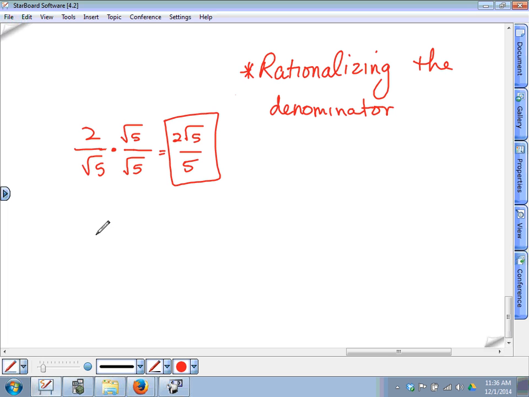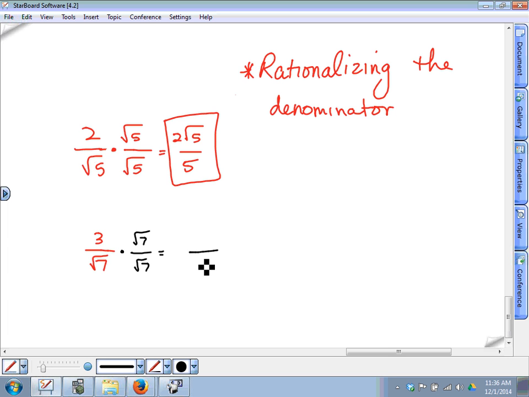So just for quick practice, write this problem down here. 3 over the square root of 7. That would not be an acceptable answer on your homework or on the test if you left it like that, even though it's not incorrect technically. What would you have to do to this one? Multiply it by, say it louder, square root of 7 over square root of 7.